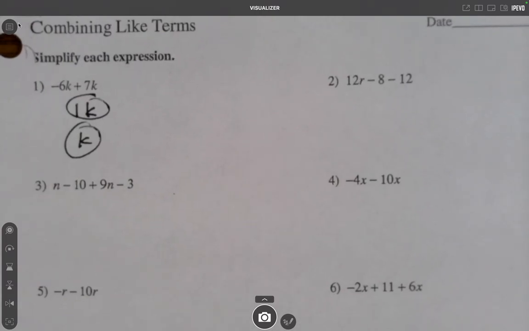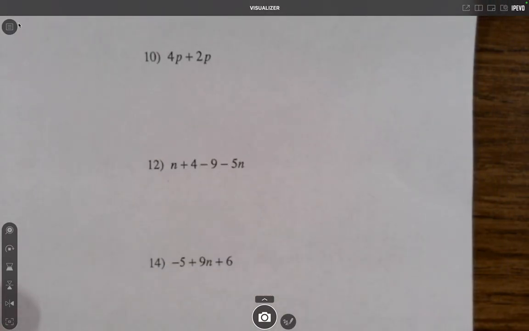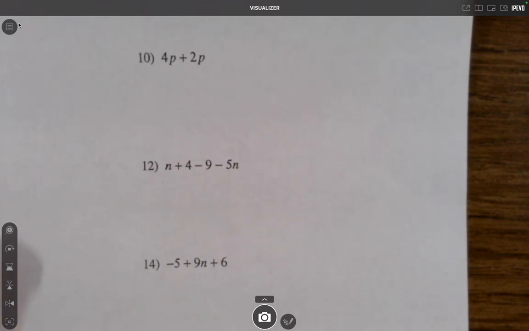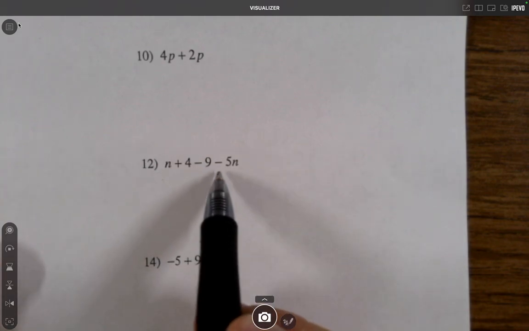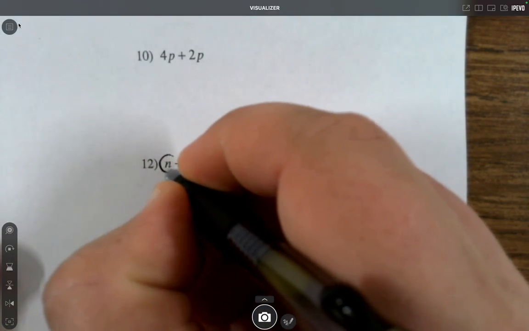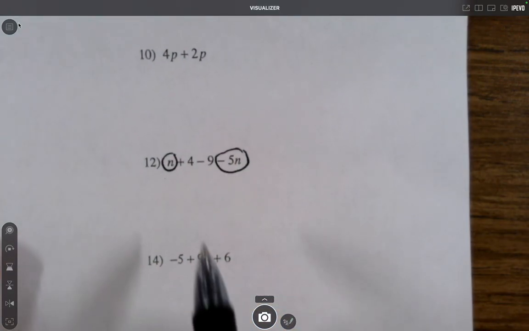Okay, let's jump down to number 12. We have n plus 4 minus 9 minus 5n. One thing you can do if you want to is try to mark things to show that they're alike. For example, I would notice that n and -5n are like terms because they both have n. So I might just circle those two to help me remember those two are like terms.